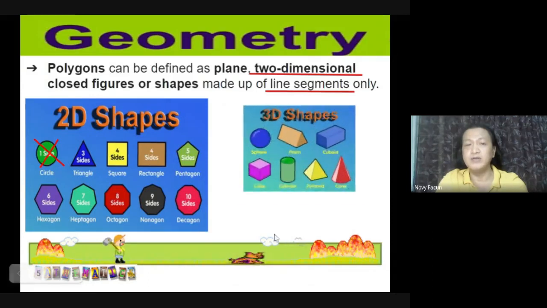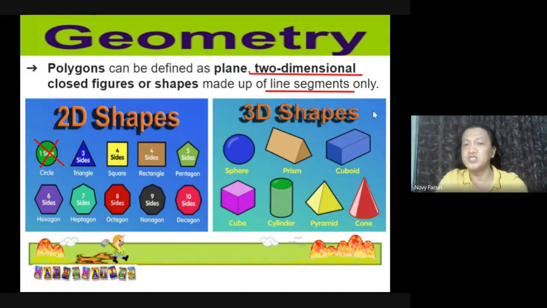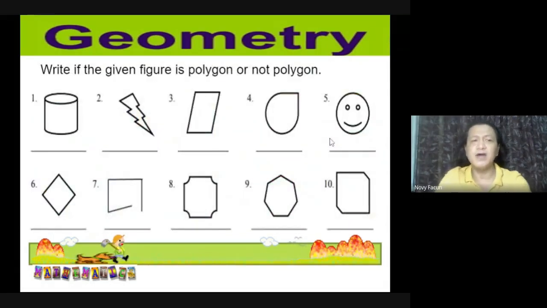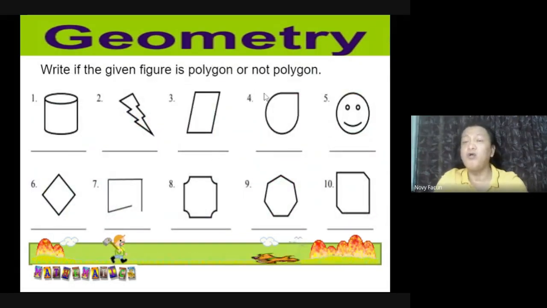So, not polygon. Ito naman yung tinatawag natin three-dimensional shapes. So, we have the sphere, prism, cuboid, cube, cylinder, pyramid, and cone. So kaya nga ito tignan natin, yung cube na example natin, this is three-dimensional. Kaya nga siya hindi polygon. So, kapag nakita natin yung mga shape na ito, alam na natin na not polygon sila. And we now write if the given figure is polygon or not polygon.